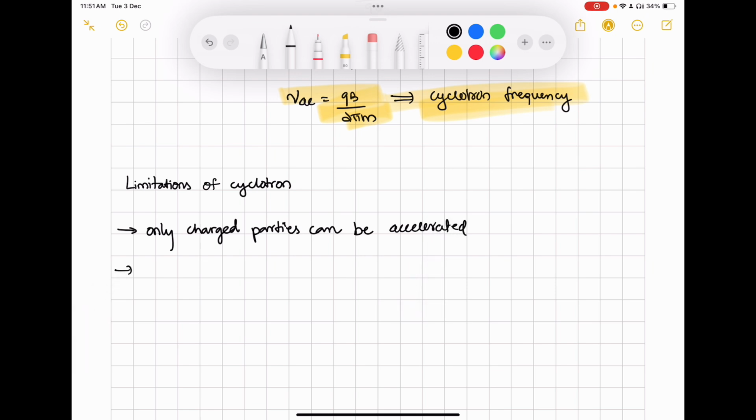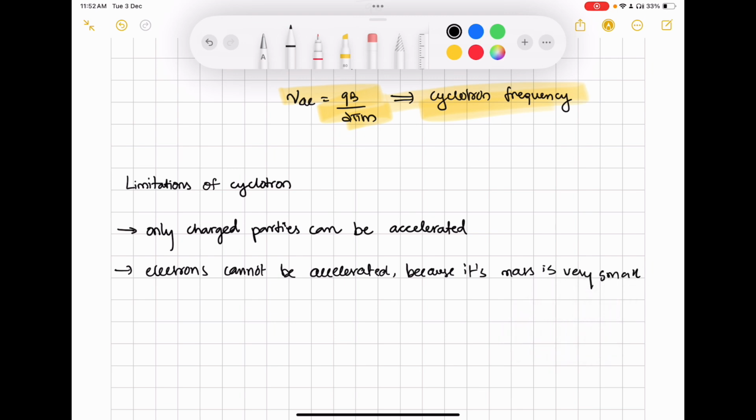The second limitation is that electrons cannot be accelerated. Electrons cannot be accelerated because their mass is very small and they obey the relativistic condition.